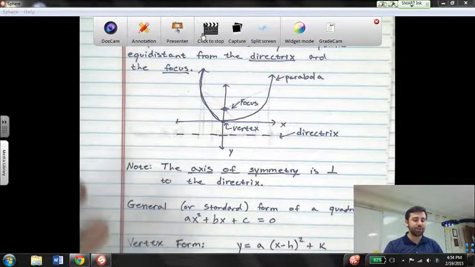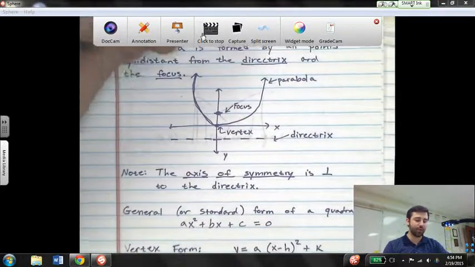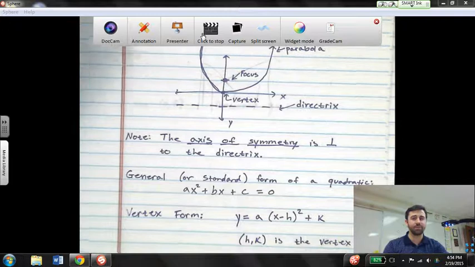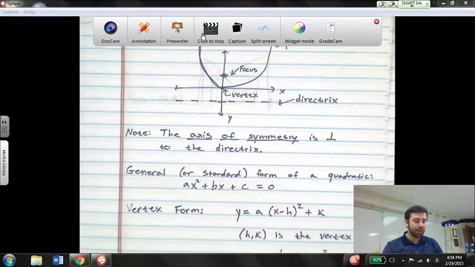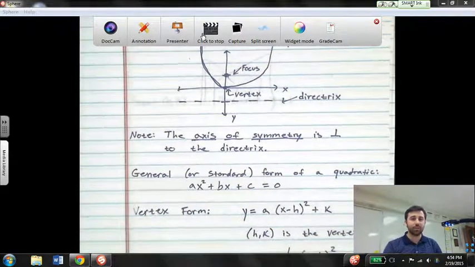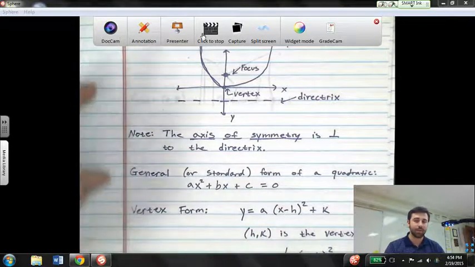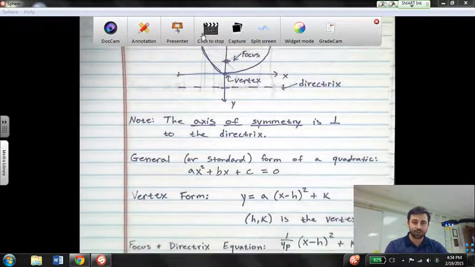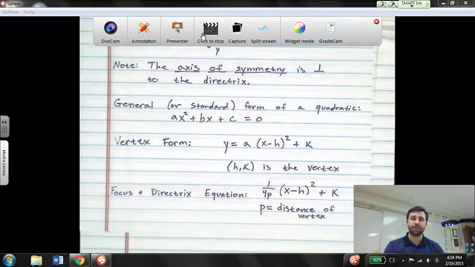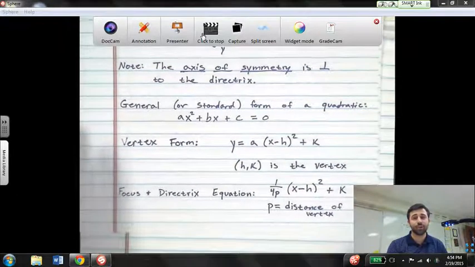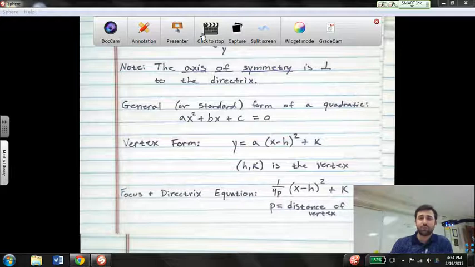Now, the general or standard form of a quadratic is ax squared plus bx plus c. The vertex form is y equals a times the quantity x minus h squared plus k, where h and k is the vertex. With the focus and directrix equation, it's very much like the vertex, because when we're given a focus and directrix, we're trying to find the vertex to put our equation into vertex form.